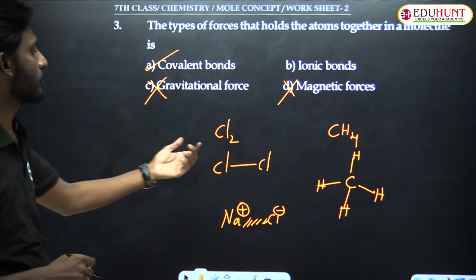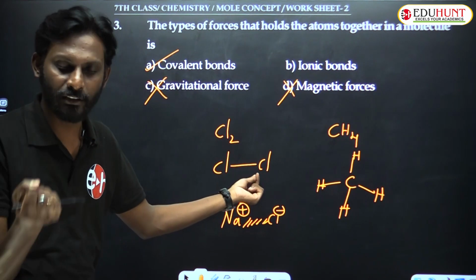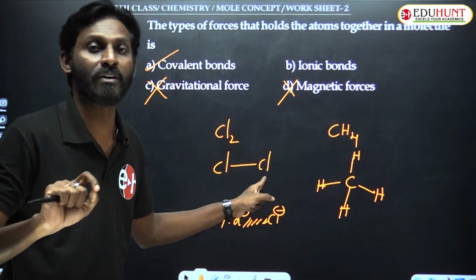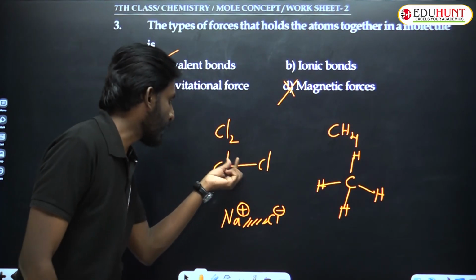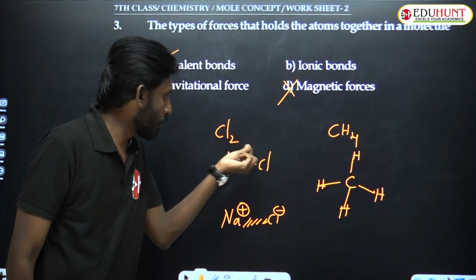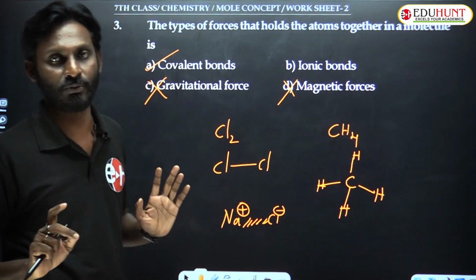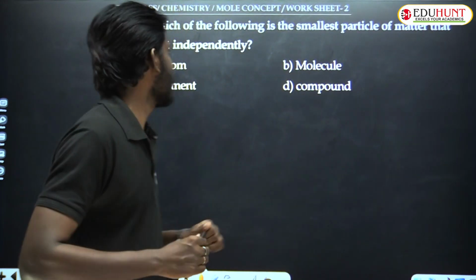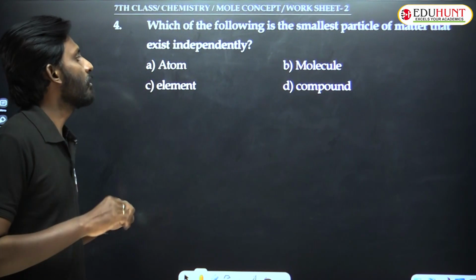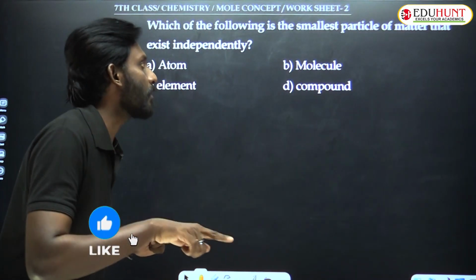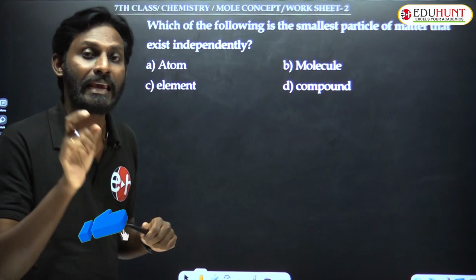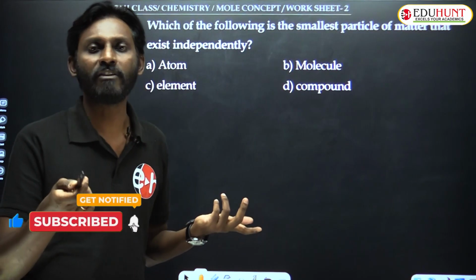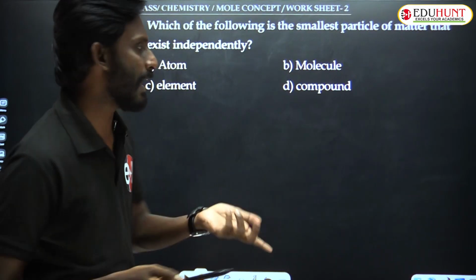The type of force, this is the bond. Bond is nothing but the force of attraction. This is the covalent bond. But what actually is a covalent bond? Covalent bond means a type of force of attraction which holds the two atoms together in a molecule. So the answer is the first option. Now moving towards question number 4. Which of the following is the smallest particle of matter that exists independently? The smallest particle of matter which can exist independently can be the atom only, right?